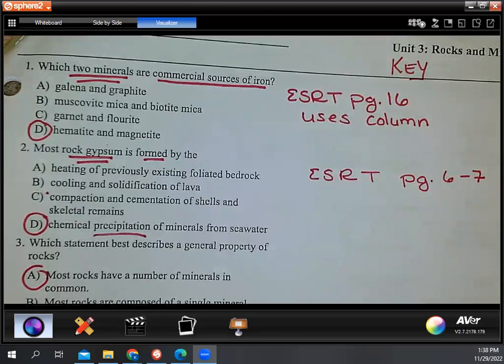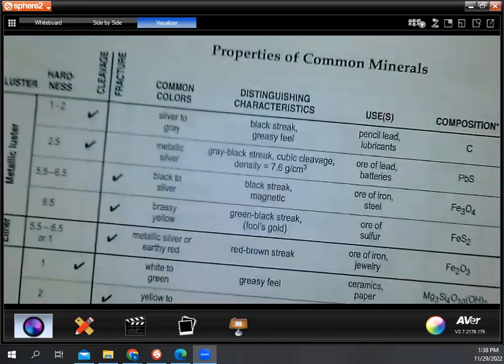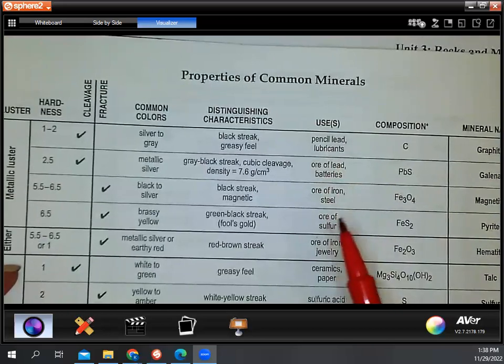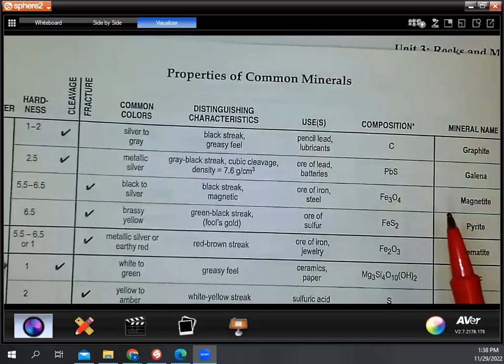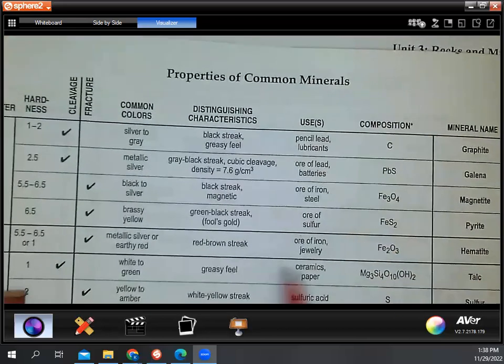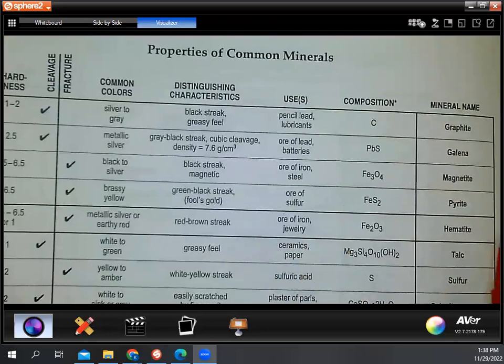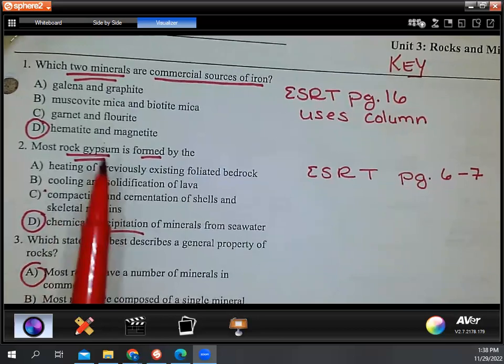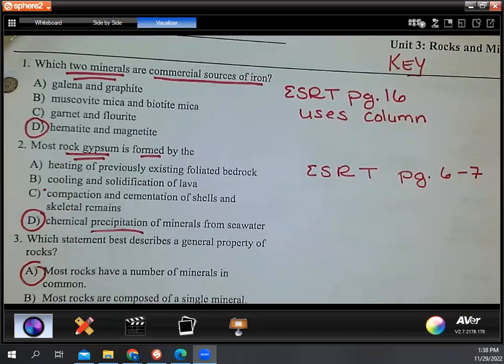The first question, which two minerals are commercial sources of iron? To do this, you need your Earth Science reference table, page 16. When you go to page 16 in your Earth Science reference table, we're going to look in the uses column for something to do with iron. We see iron mentioned here for magnetite. We also see iron mentioned here for hematite. So your answer should include both of those. If we look at the choices, the only one that makes sense is 1, which is D.